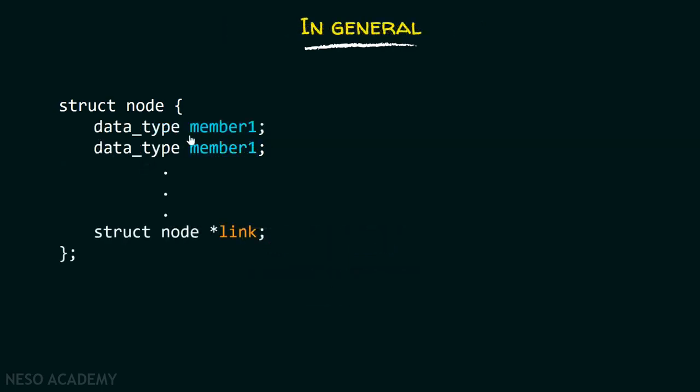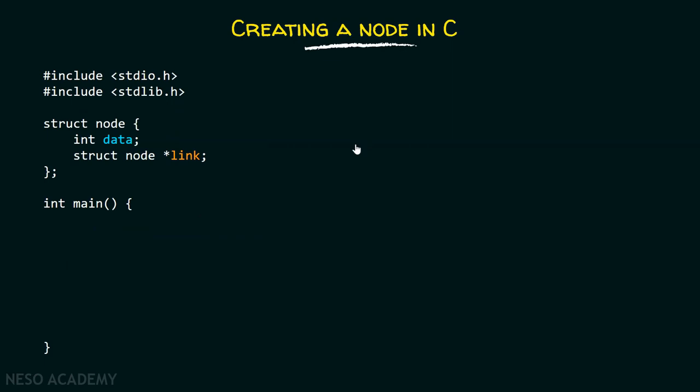Now, in general, a struct node looks like this. Here we could have multiple data, but there must be only one pointer. It should be well noted that when we are talking about single linked list, only one link is allowed, but we could have multiple data. Now, let's discuss how to create a node in C programming language.